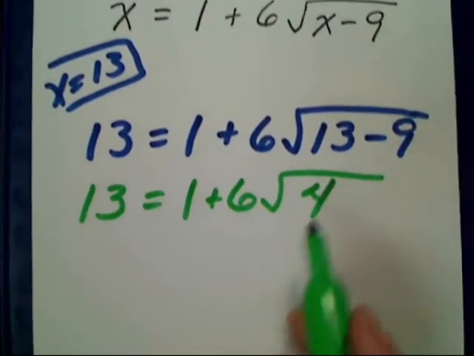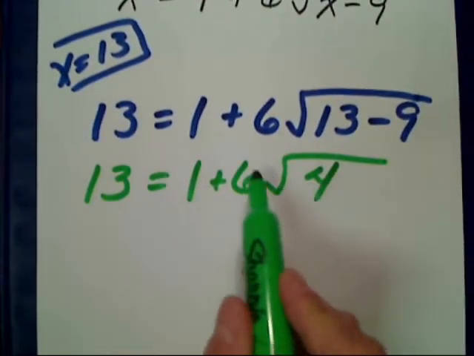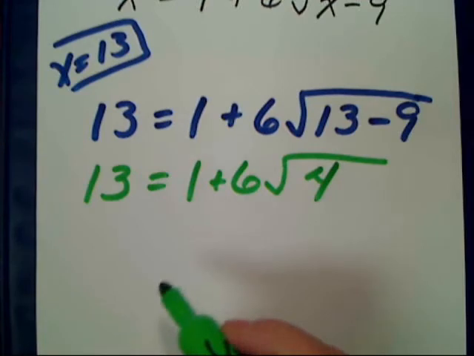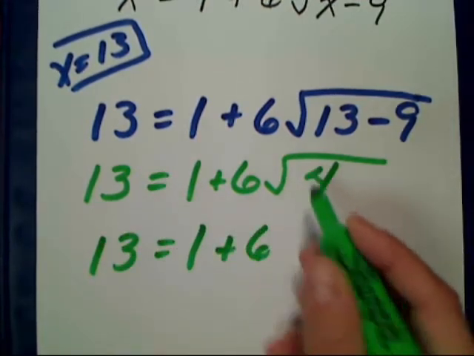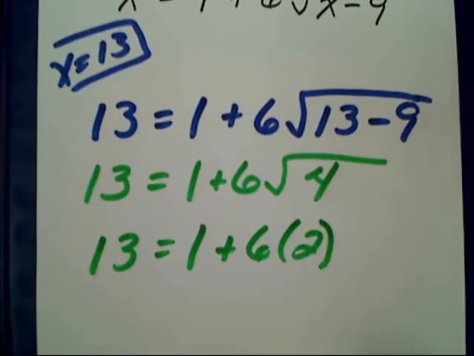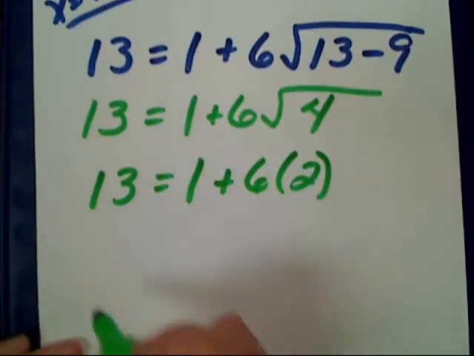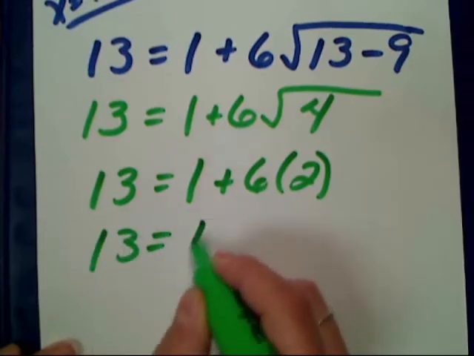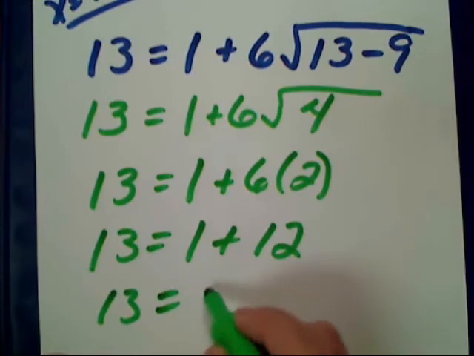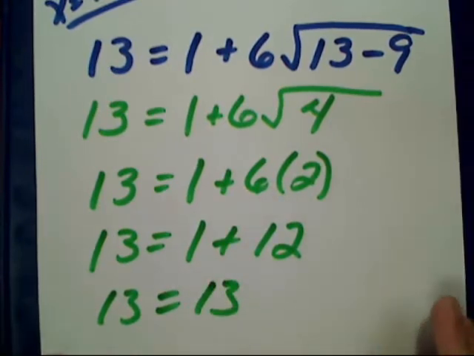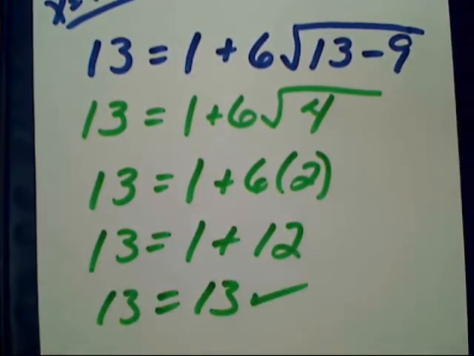Now we simplify the square root because remember, this is not the same type of number as the 6. So we have to simplify it to see if we can get it to be a whole number. The square root of 4 is 2, still multiplication. Once again, multiplication is done before addition in our order of operations. So sure enough, 13 is equal to 13. So x equals 13 is one of our solutions.